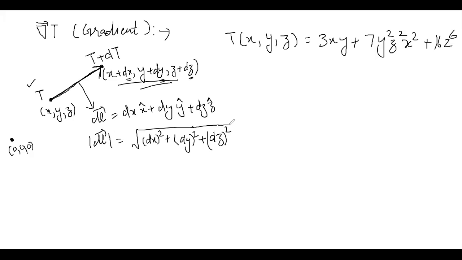Now, in the last class, we said that I can write dt, which is the change in this scalar quantity when you go from this point to this point, in this form. This was where we stopped in the last class. We said the small change in this scalar quantity, dt, would be equal to the gradient of t dot dl, where dl is the change in the variables x, y, and z.